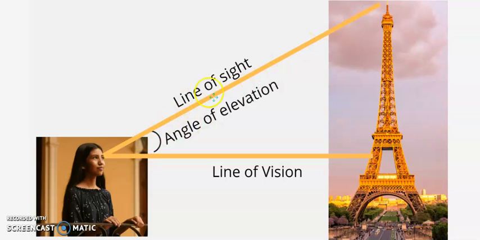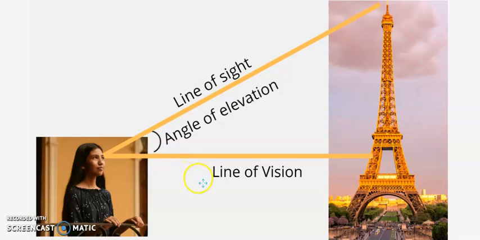So that line is called line of sight. The angle that is formed between the line of vision and the line of sight is called angle of elevation. Did it move upward? What was elevation? Raising above the given height. What is the normal line of sight? Straight. So when you look above, your eyeballs automatically move upward. That is line of sight. So the angle between the line of sight and line of vision is called angle of elevation.